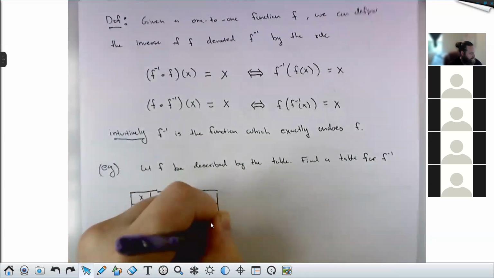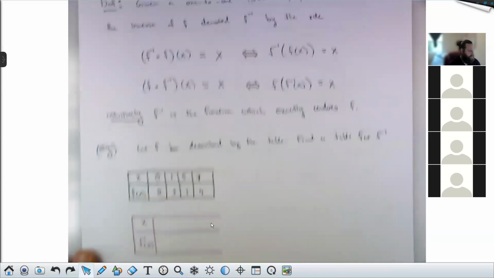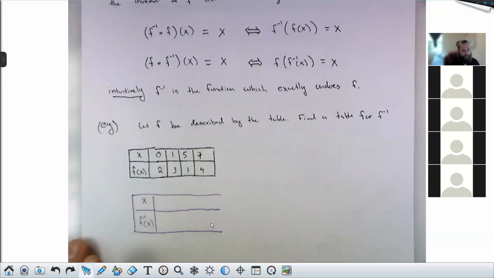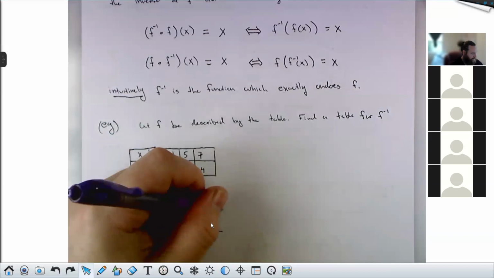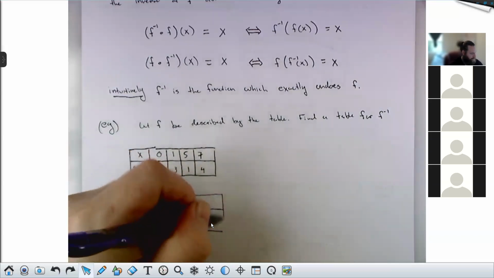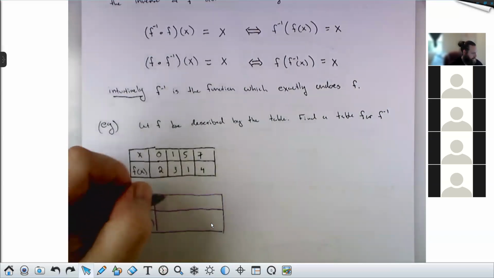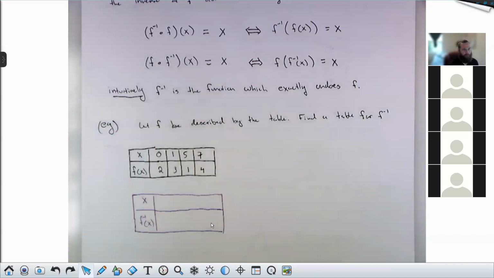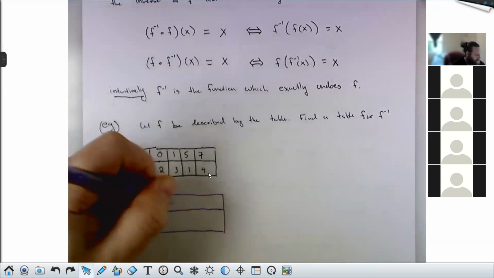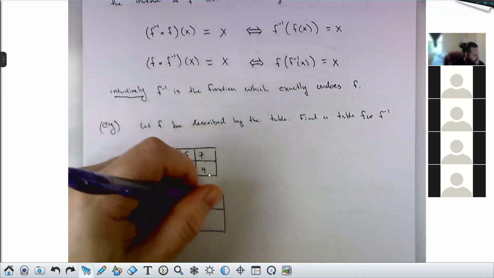So what will be my list of inputs for the inverse function? The top would be 2, 3, 1, 4, and then the bottom would be 0, 1, 5, 7. Perfect. The inputs for the inverse are the outputs for the original. So 2, 3, 1, and 4.